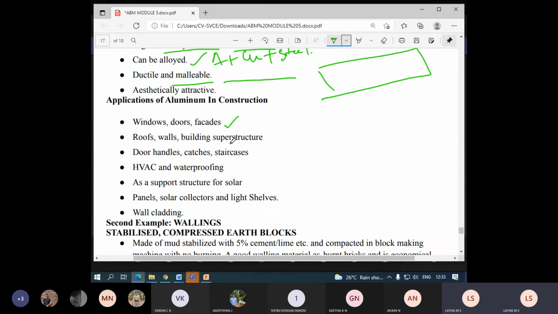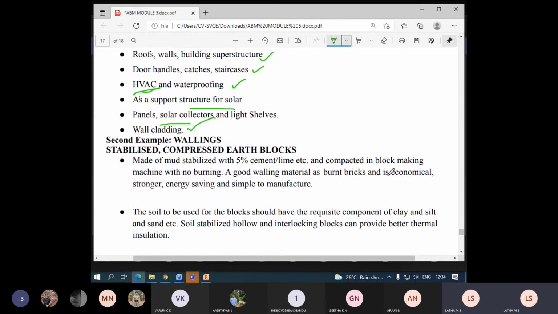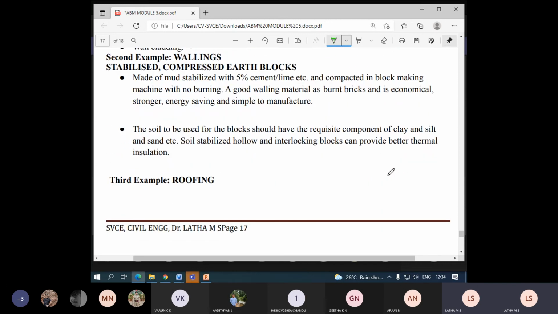Windows, doors and facades, roof, wall, building structures, doors. Then this is HVAC. I remember in the first chapter, there is heating, ventilation and air conditioning, and waterproofing and support structure for solar panels, wall cladding. Wall cladding means you can cover that wall with the aluminum sheet. So there are different materials available like that, and one of the examples is aluminum sheet. This is one more example, walling.